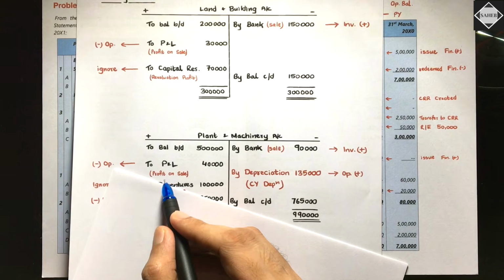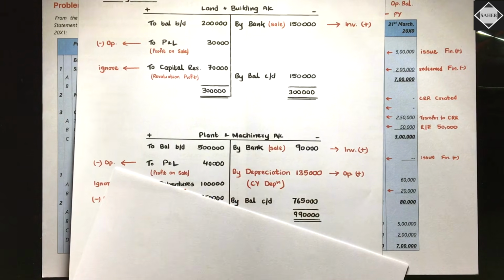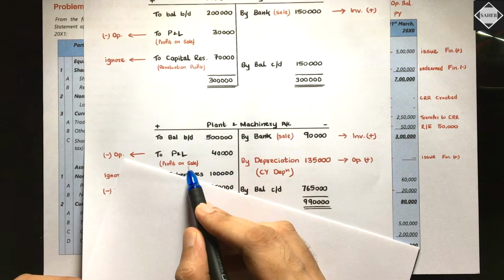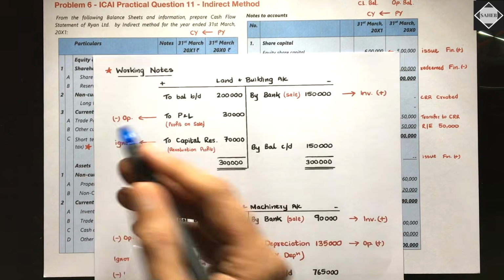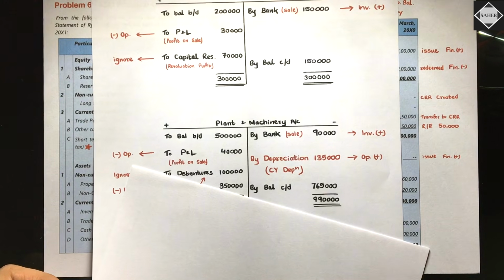Profit always comes on the debit side. To profit and loss, profit on sale. Same as over here. The same logic. So what will happen of this? The same way it will be subtracted in operating activity, like how you did over there. The same logic. Okay. Fine.